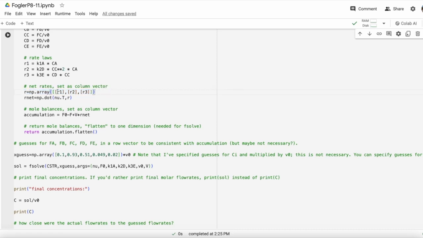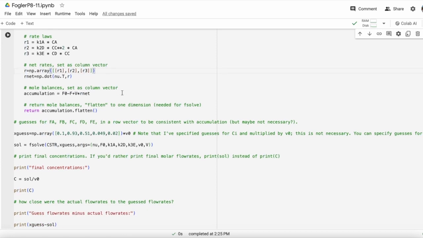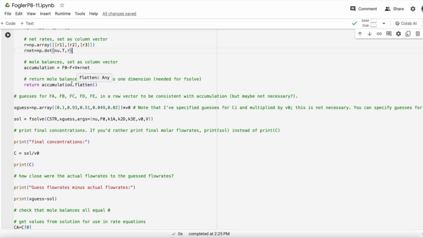This is going to be a column vector, just like we've been defining it, where the first row in the column is going to be the rate of reaction 1, the second row is going to be the rate of reaction 2, and the third row is going to be the rate of reaction 3. I can then get my net rate by doing the dot product, which I'm going to call with this np.dot command, on the transpose of the stoichiometry matrix. So this .T here tells the software to take the transpose of the matrix nu, and that's going to be dotted against the rate matrix. So this is basically the software doing what we have previously been doing by hand.